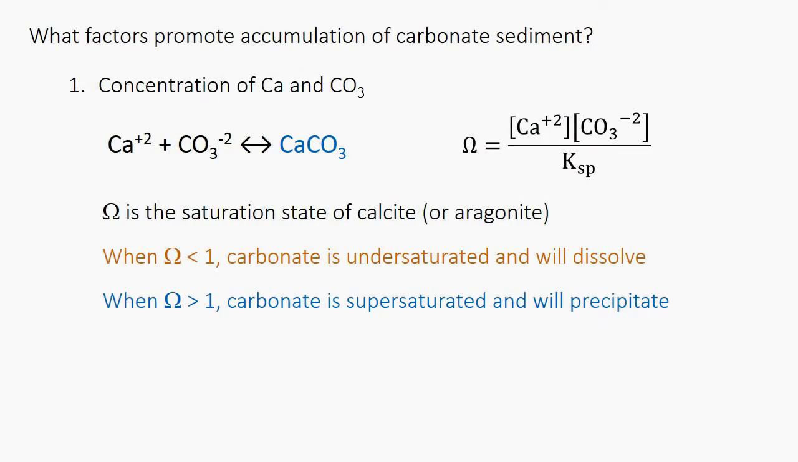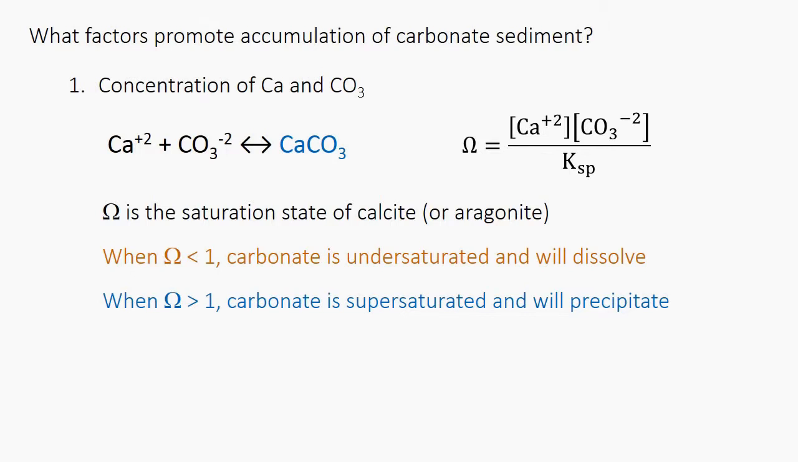So carbonate sediment precipitates from calcium and carbonate ions in seawater. Its chemical equilibrium is governed by the solubility product, KSP. So we can define a term called omega, which is just the ratio of the concentrations of calcium and carbonate ions divided by the solubility product KSP. Omega is called the saturation state. There's an omega, or saturation state, for calcite, and there's also one for aragonite, which is slightly different. Aragonite is slightly more soluble in seawater.